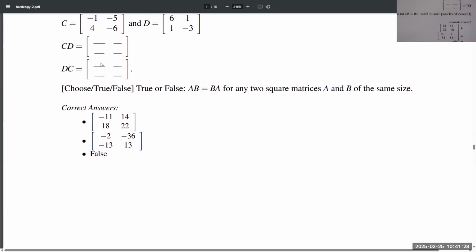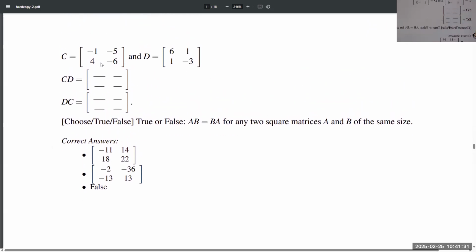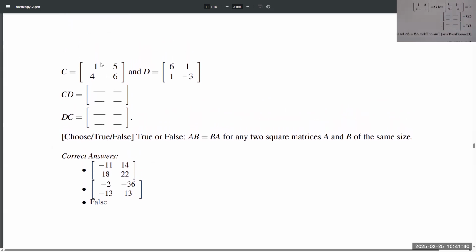This one wants me to find CD and DC. We will see that they are not the same, because order matters with matrix multiplication. Let's see if I can show that rather than just saying. So this is 2 by 2, and this is 2 by 2. The inner dimensions will be the same either way. We're going to get a 2 by 2 out either way. All right, let's see what happens with CD.